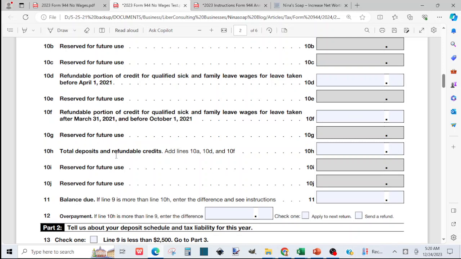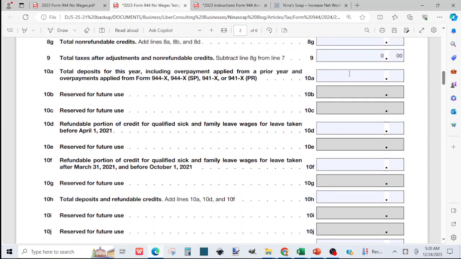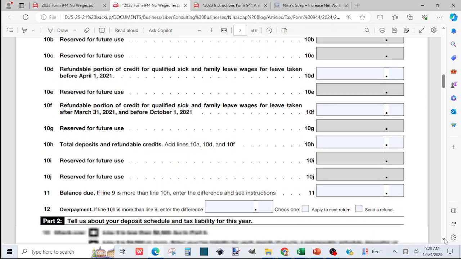Line 10H, total deposits and refundable credits. So you add all the deposits made during the year or overpayment from prior year, which is line 10A, and then the refundable portion of credits 10D and 10F, you add them together and that will be on 10H, and in this instance it is $0, therefore we leave it blank.